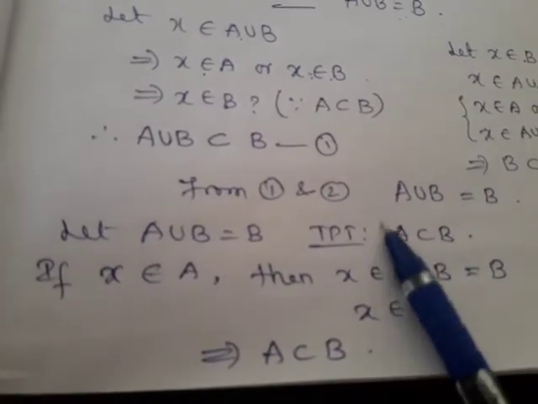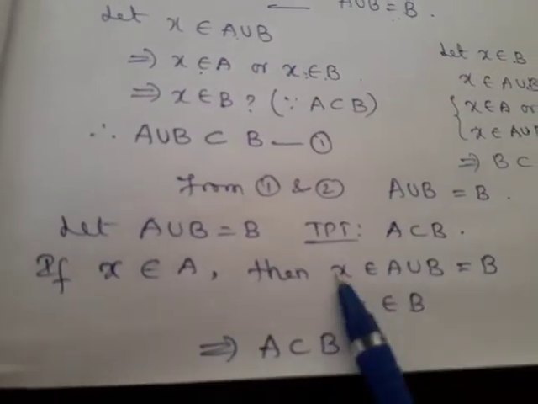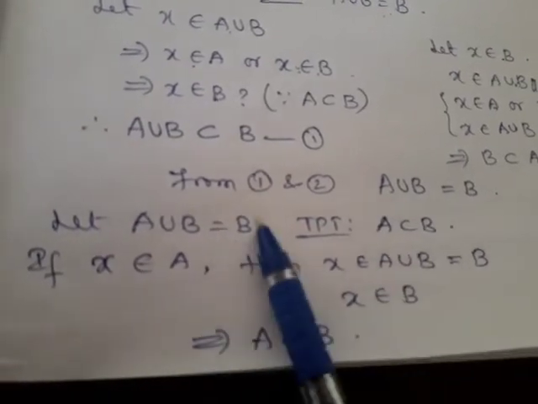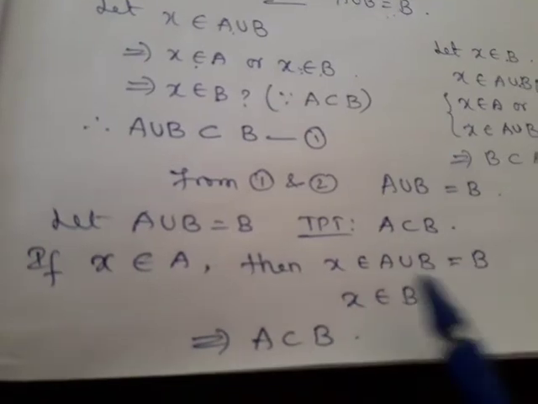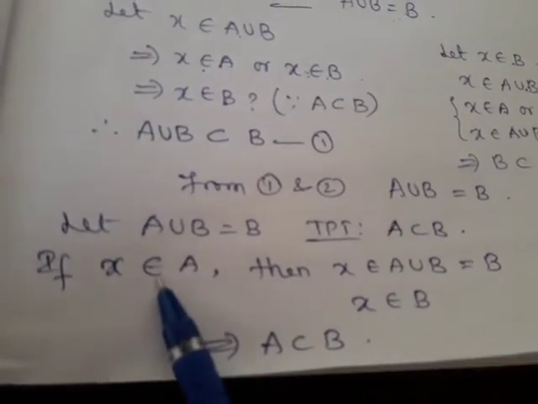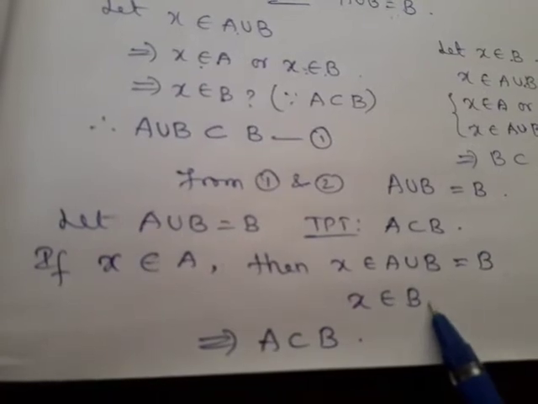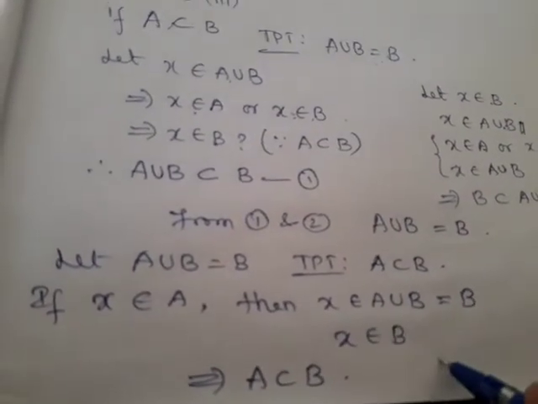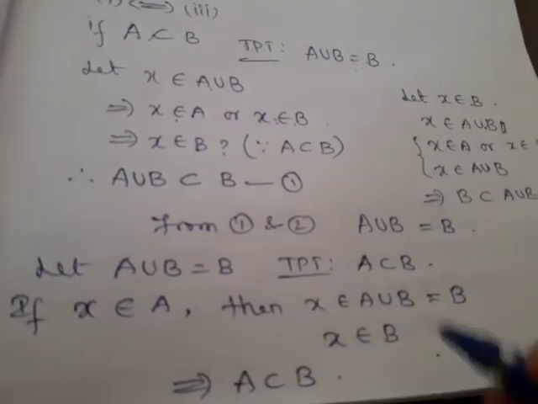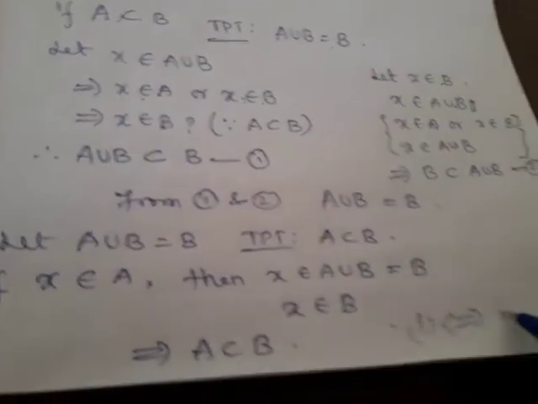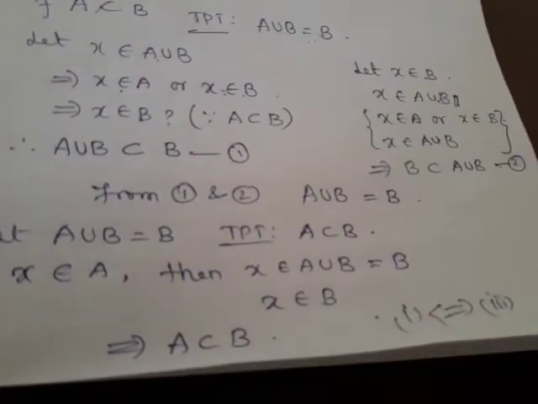To prove that, we are going to start with an element in set A. Then obviously we know that element belongs to its union, but this union is the same as set B, which is given in the question. Therefore automatically X will belong to B. So we started with an element in A, we proved that that element is also in B, therefore A is a subset of B. Hence the third statement implies the first statement. So both the ways we proved it, therefore one is equivalent to the third statement, right?